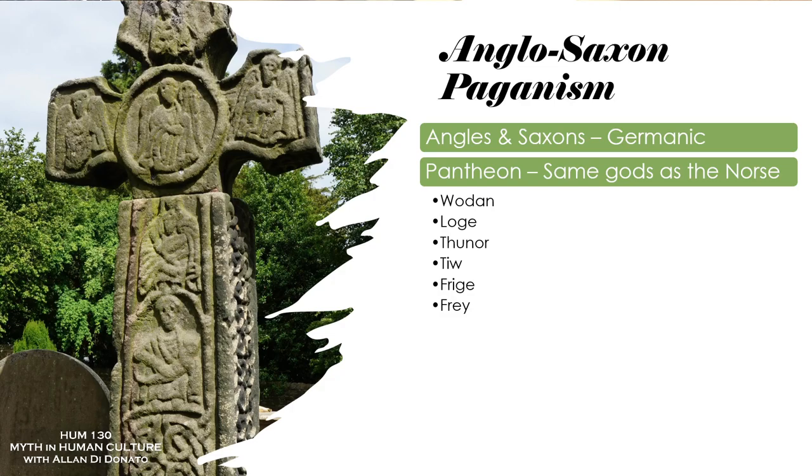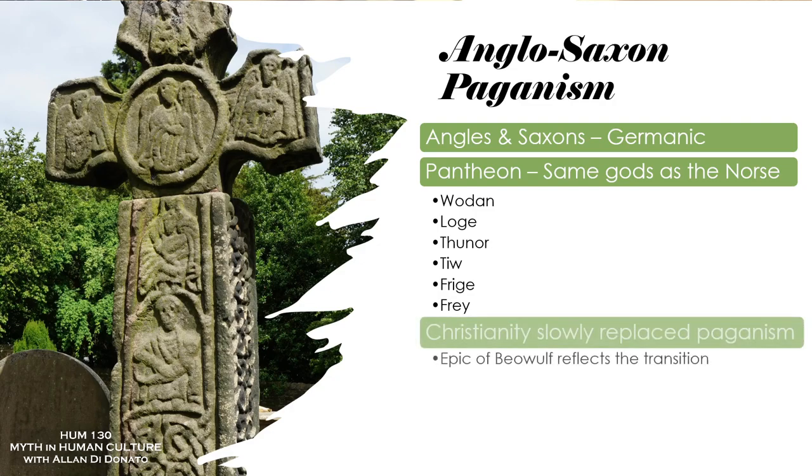What you have, again, with the advent of Christianity into Anglo-Saxon England, is Christianity starts to slowly replace the paganism. And it takes generations, centuries, before it's fully Christianized. But by the time we have the Epic of Beowulf, you see definitely a Christian overlay on top of that paganism. So the Epic of Beowulf actually reflects the transition. You can still see some of the pagan underpinnings, some of the pagan elements in the story, with an overt Christianity on top of it.